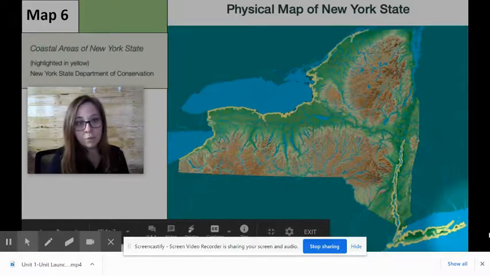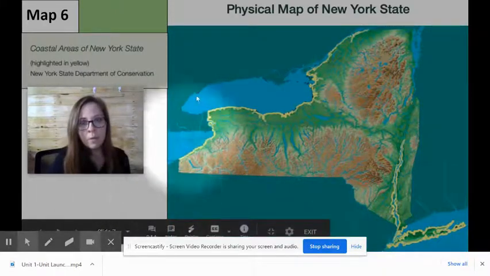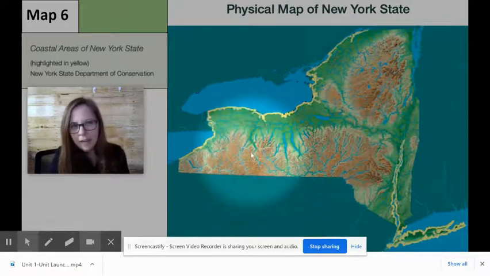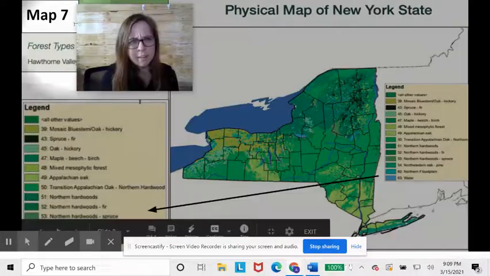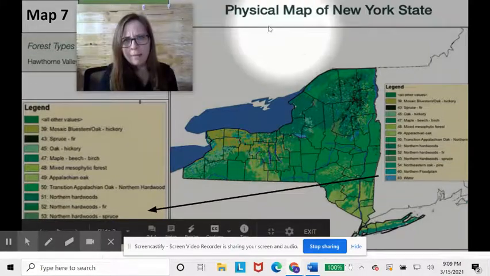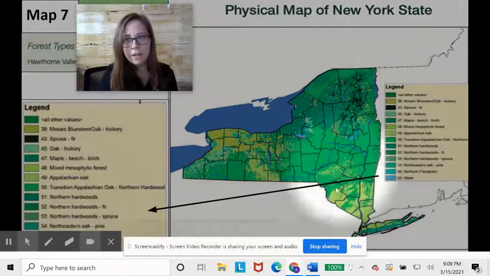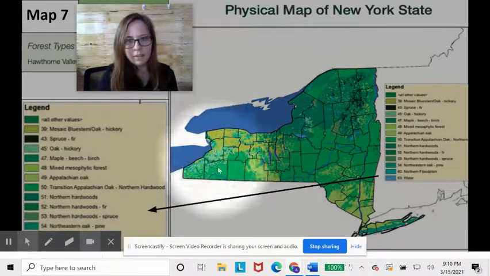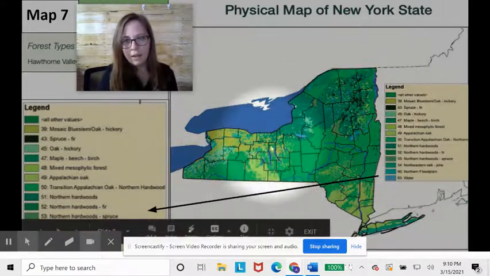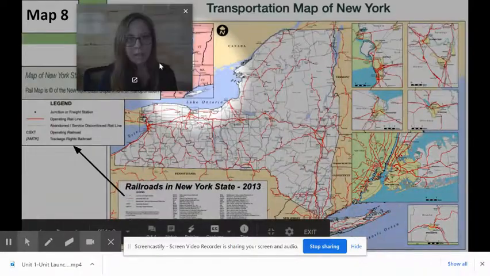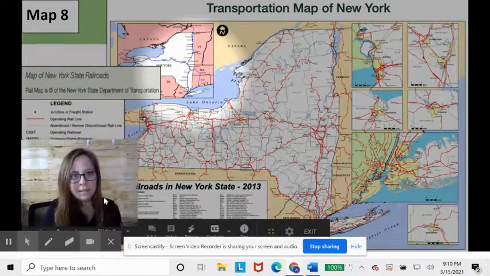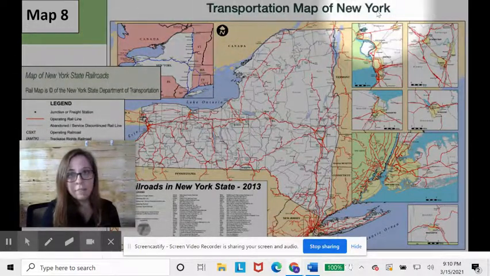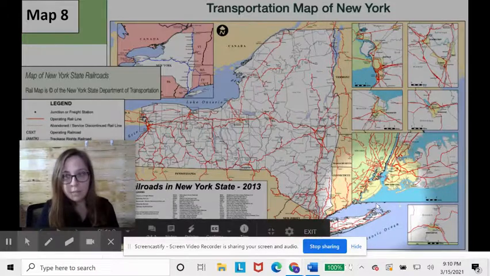For map number 6, which might be of interest to you, we're seeing another physical map of New York State. How is this one different than the last physical map we saw? This is map 7, physical map of New York State. Another physical map. We see those rivers, we see that greenery, and we see the outline of New York and those counties. Map 8 shows us a map of New York State railroads. This is a transportation map of New York.